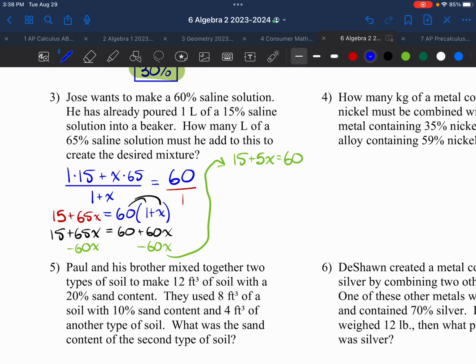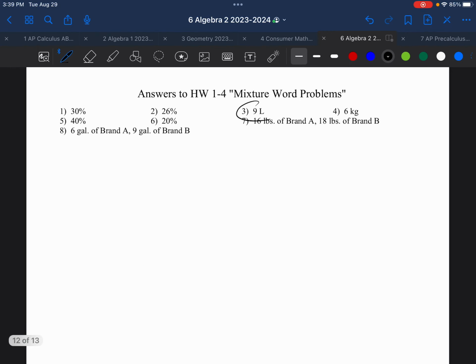From here, I'm going to keep going. I'm going to subtract 15, and I get 5x is equal to 45. And then I just need to divide by 5, and x is equal to 9. So how many liters must he add to create his mixture? He needs to add 9 liters. Let's check. 9 liters for number 3.